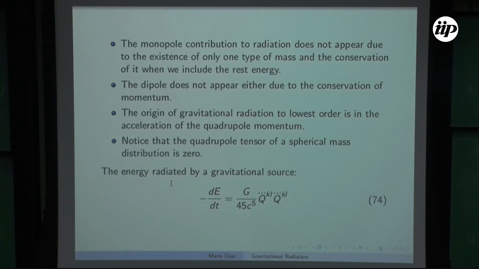So this is the origin of gravitational radiation: the acceleration of the quadrupolar distribution of mass of a source. An example would be a binary system, but it could also be some star exploding in a non-symmetrical way.